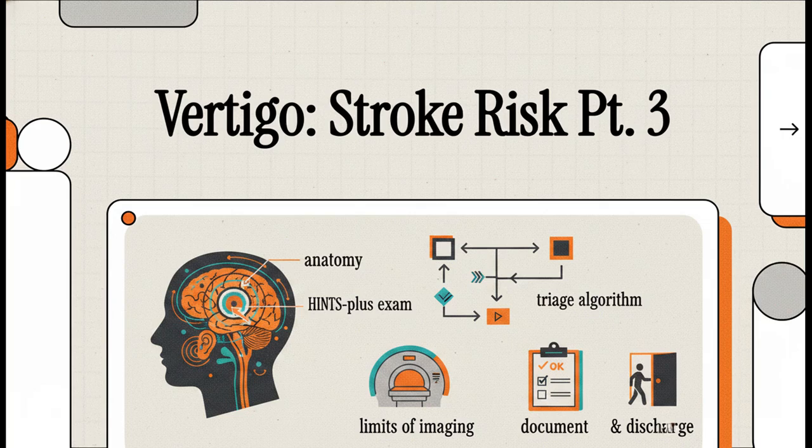All right, welcome back to our deep dive on identifying stroke risk in the dizzy patient. This is the final part where we bring it all together. We've talked about the anatomy, we've gone through the HINTS Plus exam, and now it's time to put it all into practice. We're going to walk through a really clear triage algorithm, talk about the critical blind spots of imaging, and give you the exact framework you need to document and discharge your patients safely. So let's dive right in.